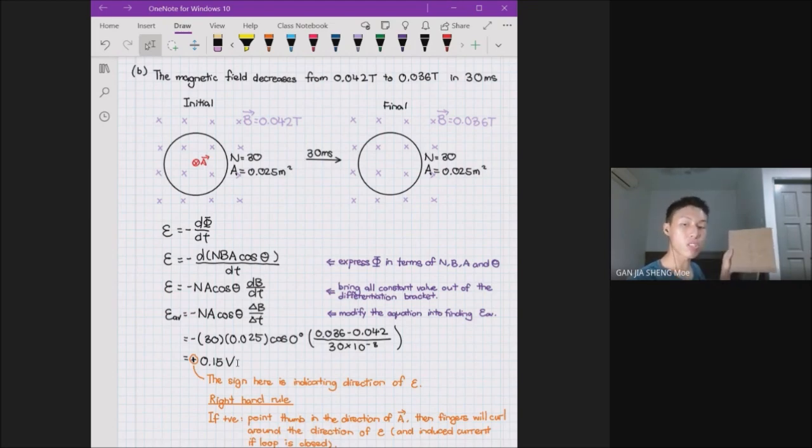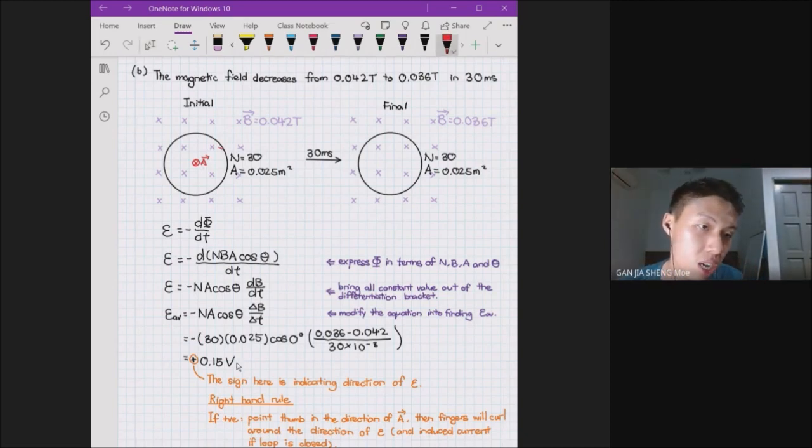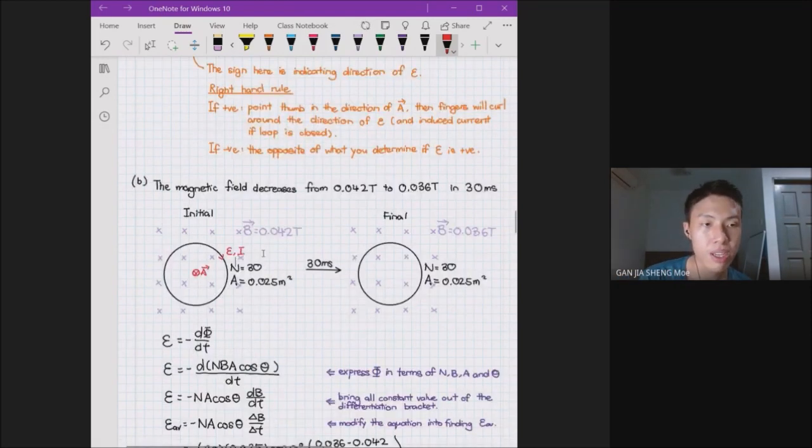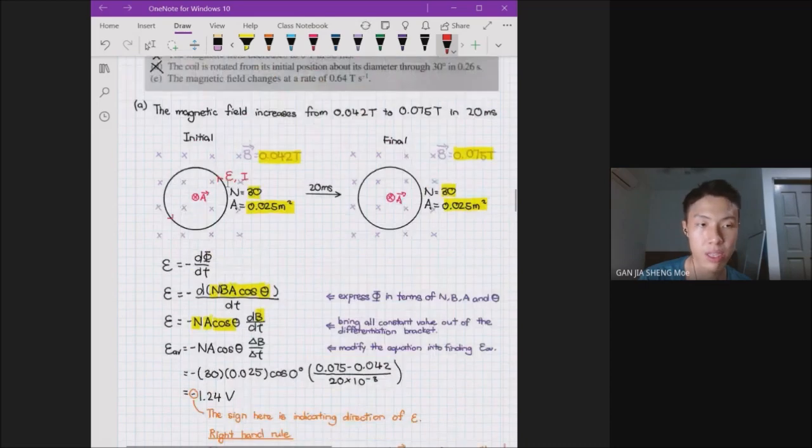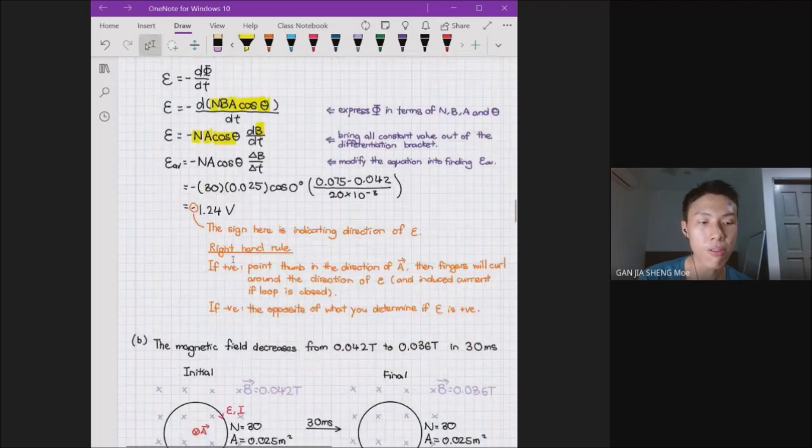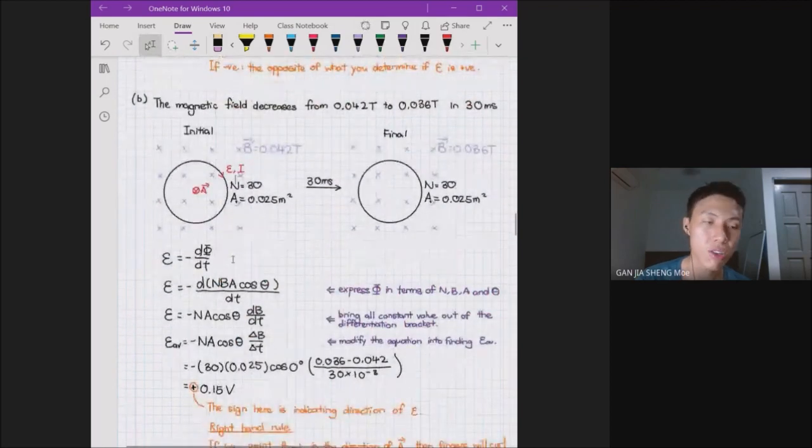Okay, since positive is our answer, this is what we determine here as the induced EMF. You do need to flip the direction. Right now the induced EMF and the induced current are both happening in the clockwise direction. So you see that if the magnetic field increases, then the induced EMF and the induced current are in the anti-clockwise direction. But if the magnetic field decreases, then the induced EMF and the induced current are in the clockwise direction.